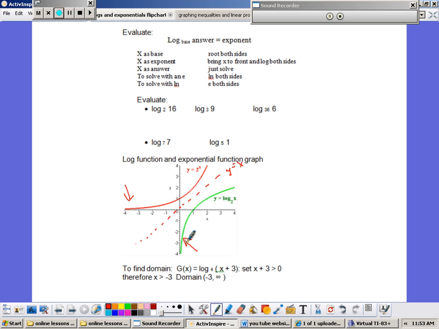Okay, to find the domain of g of x, the log base 4 of x plus 3, set x plus 3 greater than 0. So therefore, x is greater than negative 3, or the domain is negative 3 to infinity. So you would take your answer portion and set it greater than 0.